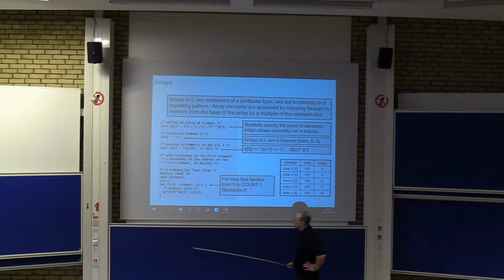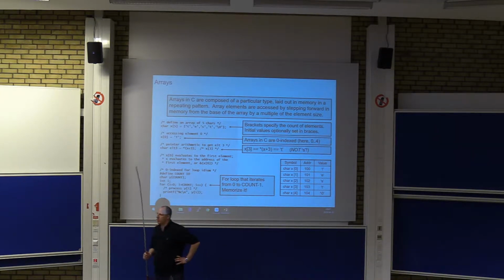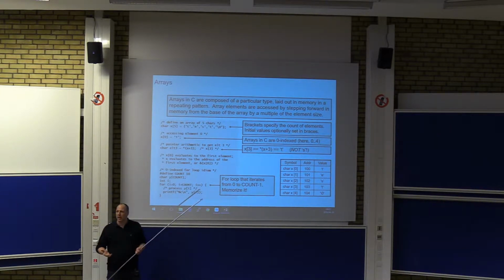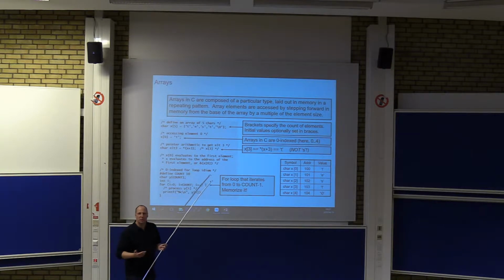Something else that is worth remembering is that there is no string type in C. Strings are just a sequence of characters. So if you would like to encode a string, you can have it like this. It's an array of character elements.